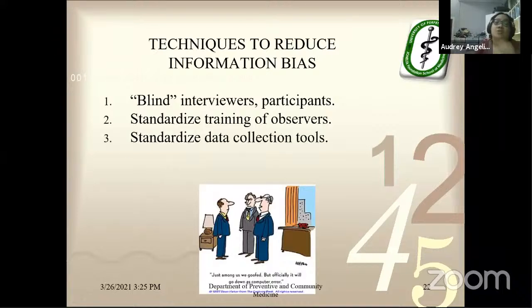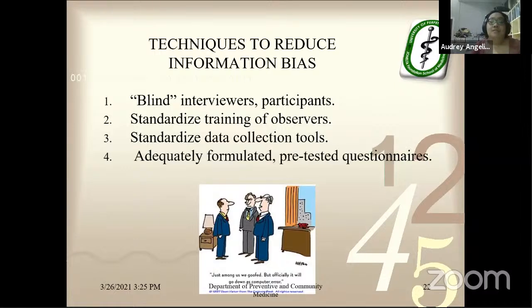Standardize your data collection tools. So you standardize both the observer and data collection tools. You make a panel. If you have one interviewer, so that there would be no bias, usually what is done would be to make a panel of interviewers, usually three, so that they concur if they agree with the evaluation of the interviewer. And of course, your pre-tested questionnaire so that you know if your questions are adequate or not.